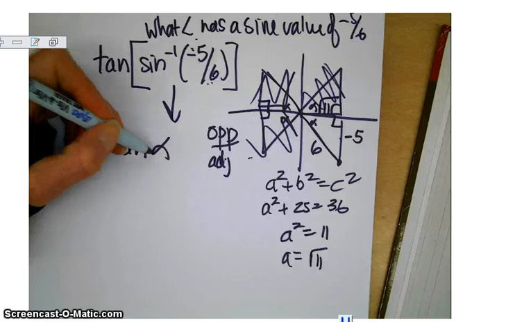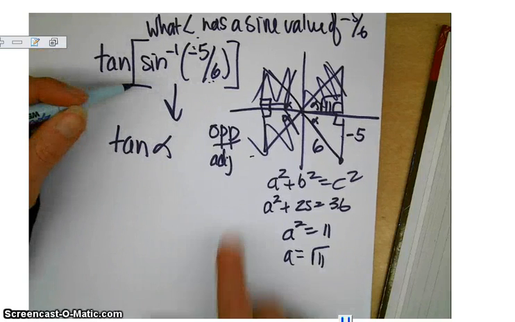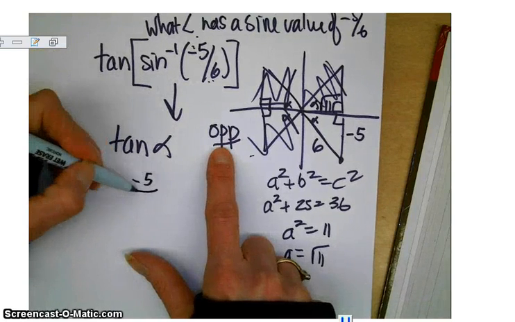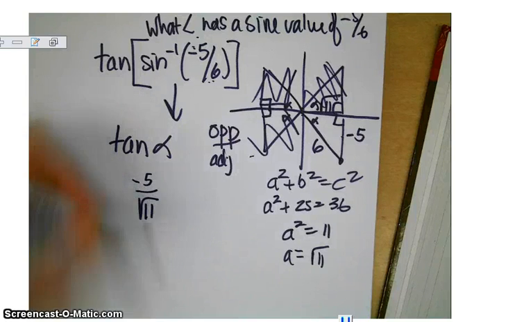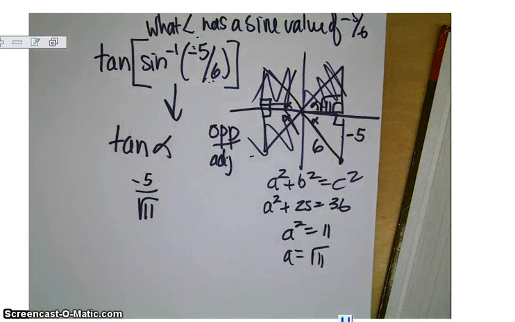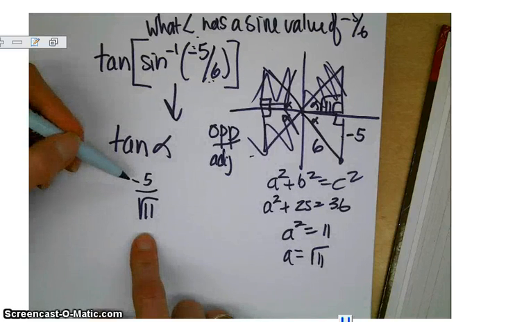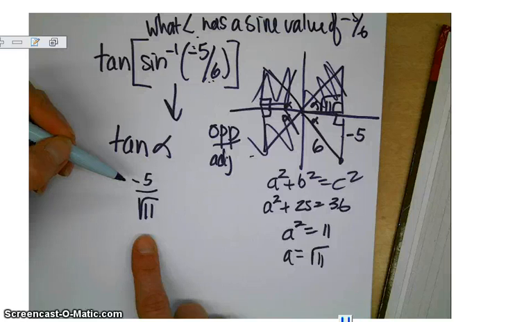So what is the tangent of alpha? What's my final answer? Negative 5 over the square root of 11. You can rationalize that if you want to. I don't know if Bob has it rationalized, but I'd be okay with that. I hope you know who Bob is.